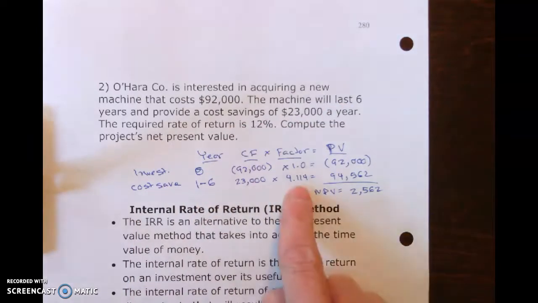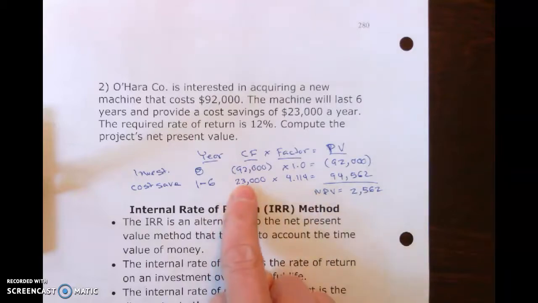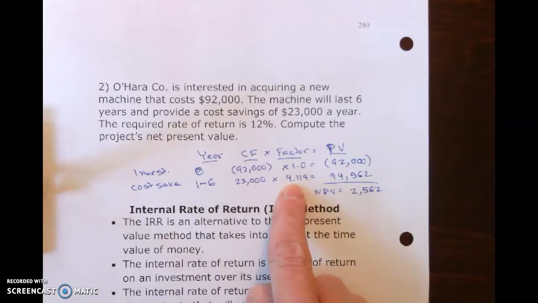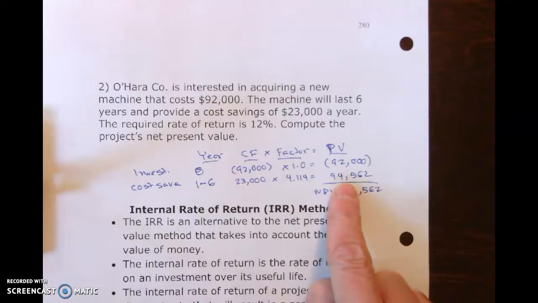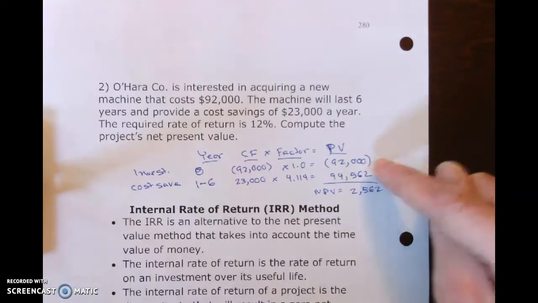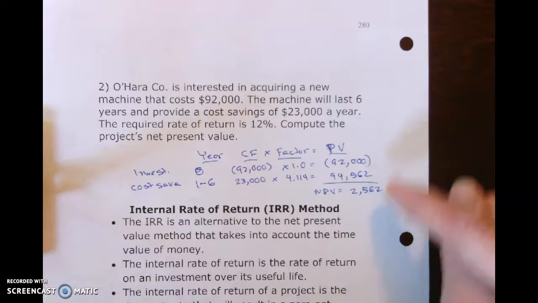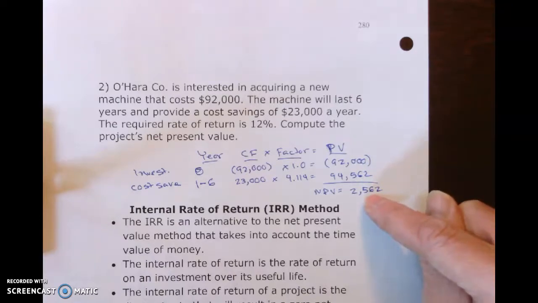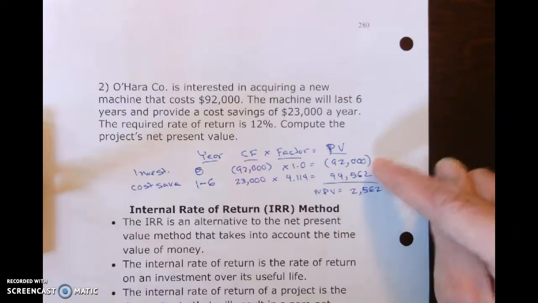And then when I look up my factor in my present value of an annuity table, where the interest rate equals 12% and the number of periods equals 6, I get 4.114. The 23,000 times the 4.114 gives me 94,562. I take my 94,562 minus my $92,000, I get $2,562 as my net present value of cash inflows minus present value of cash outflows.